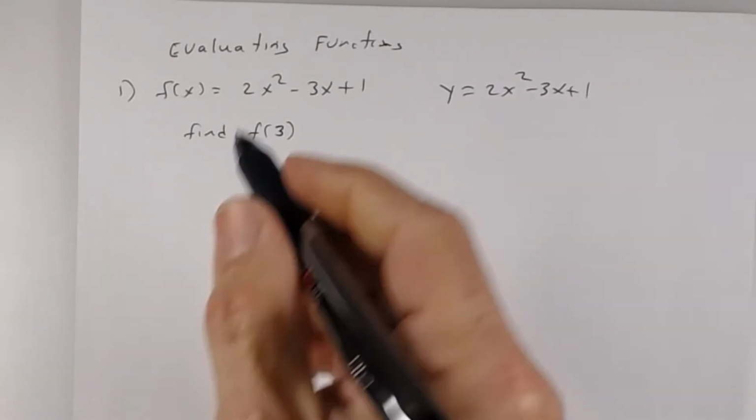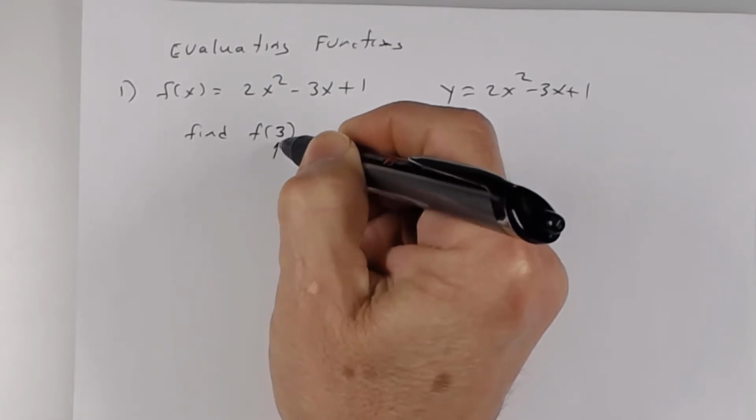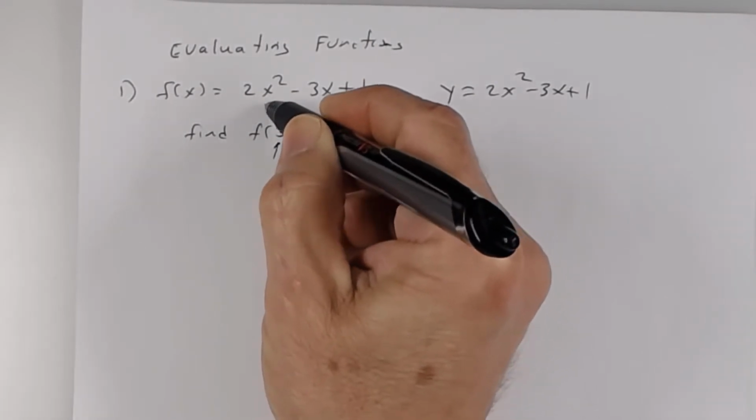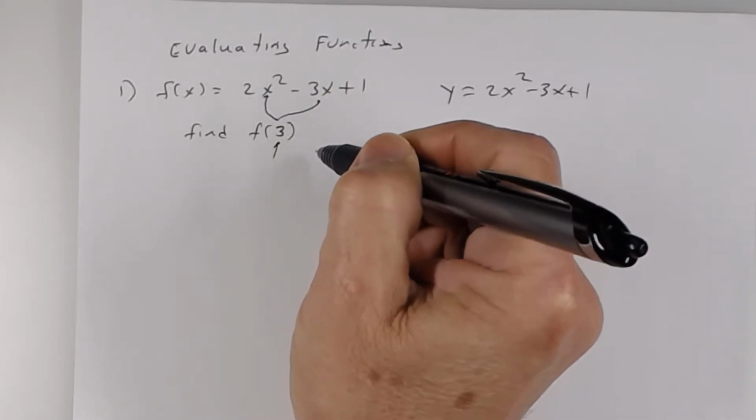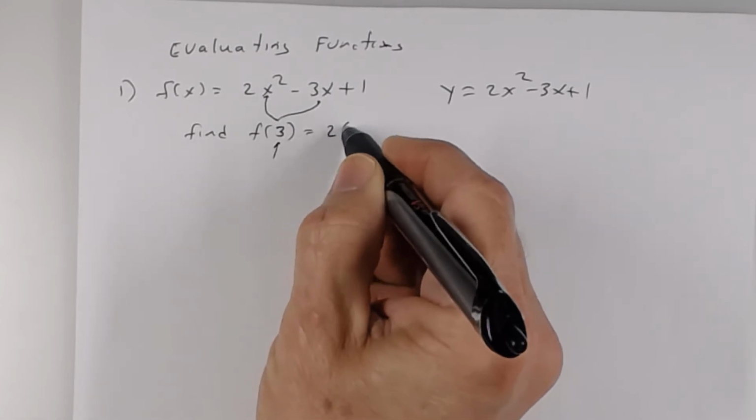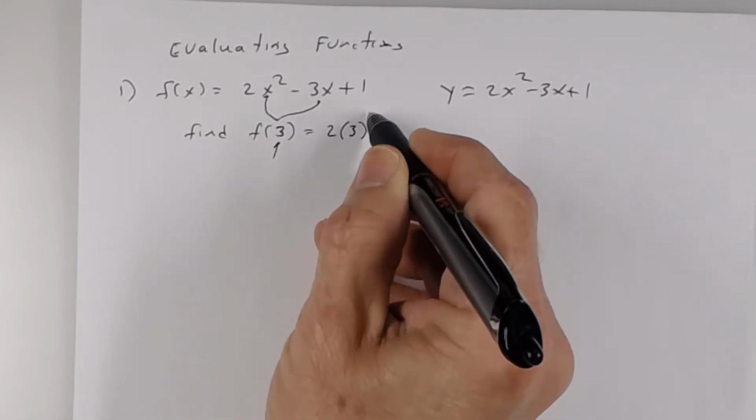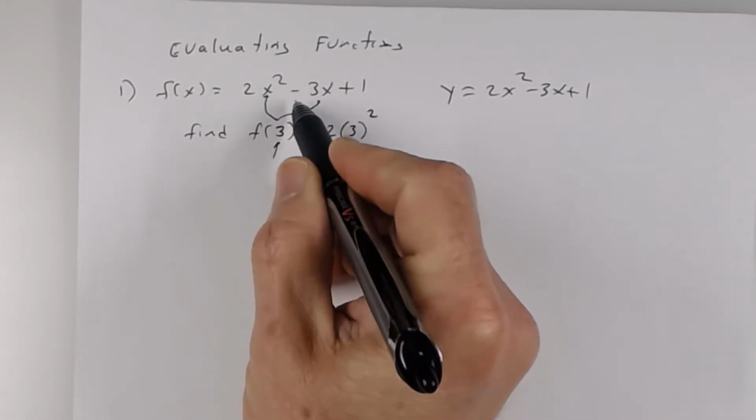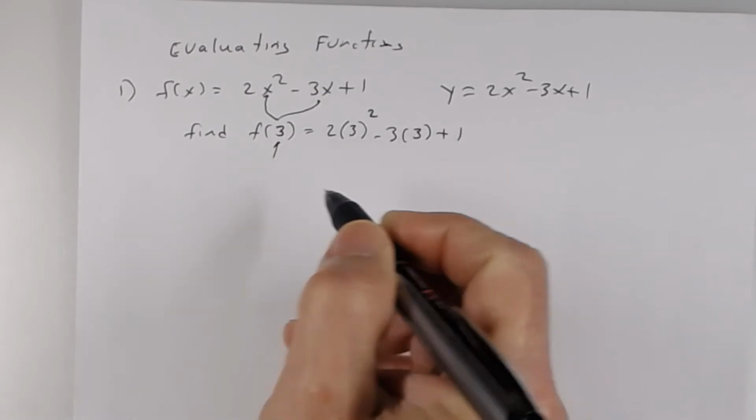So f of 3 means, remember, 3 takes the place of what letter? X. So f of 3 means wherever you see the x variable, you substitute 3. So that becomes 2 times, in parentheses, x. What's x? What am I doing to this 3? Squaring it. Minus 3 times x. What's x? 3, and then plus 1.